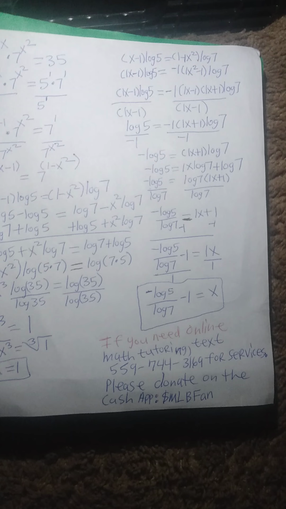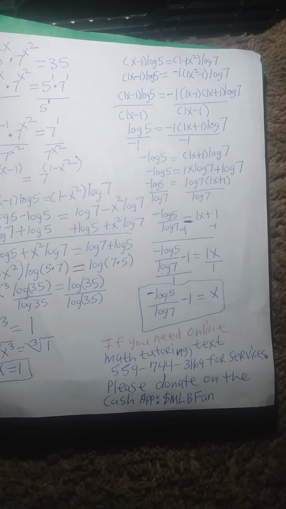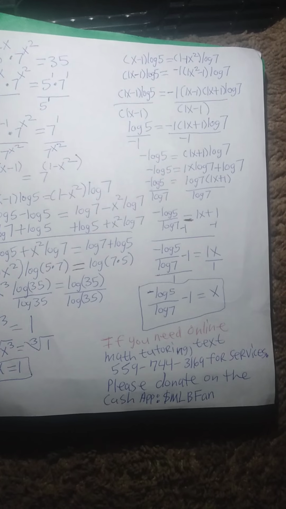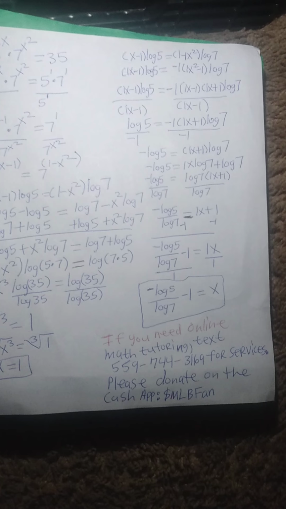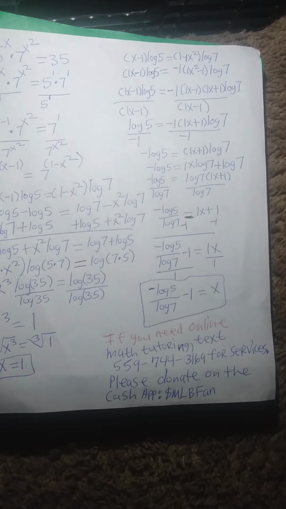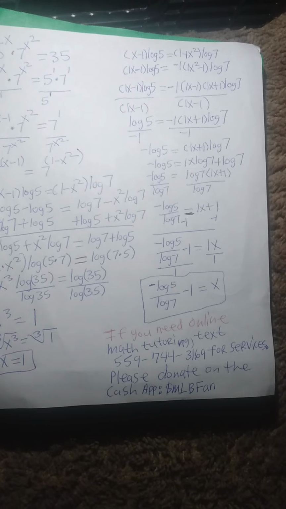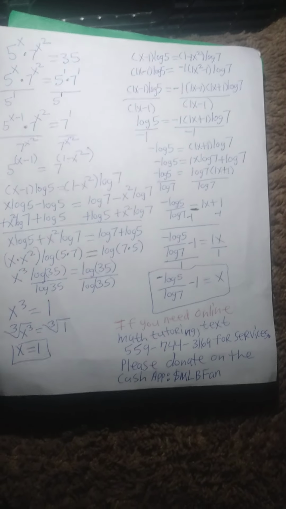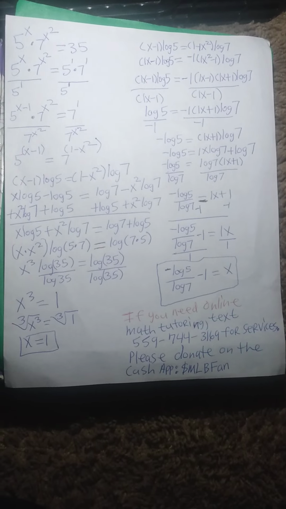Then we need to subtract 1 from both sides, and we will have negative log 5 divided by log 7 minus 1 is equal to x. Negative log 5 divided by log 7 minus 1 is equal to x. This is how we obtain both solutions to the problem.